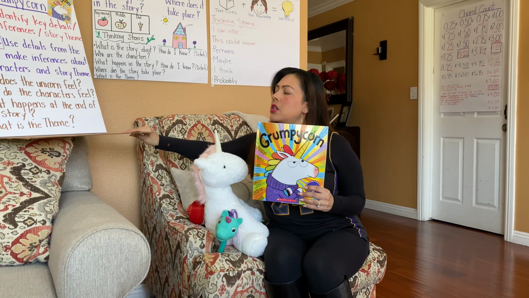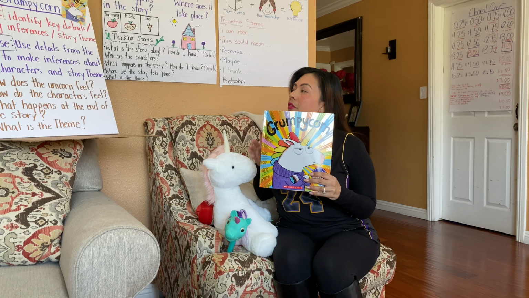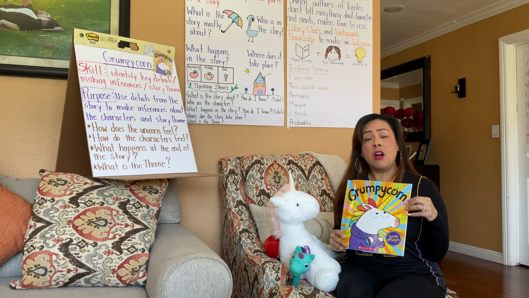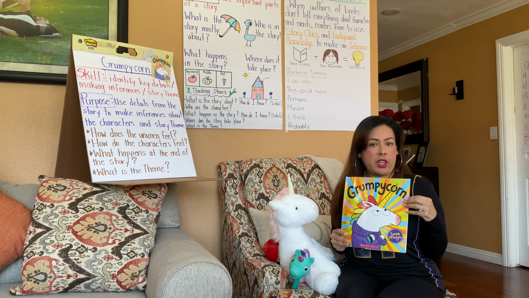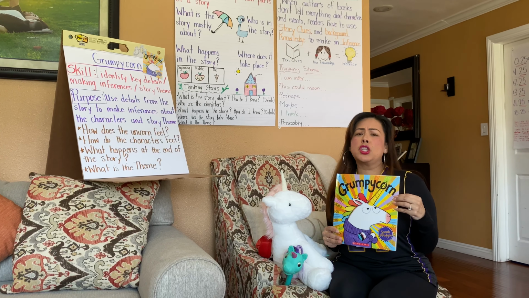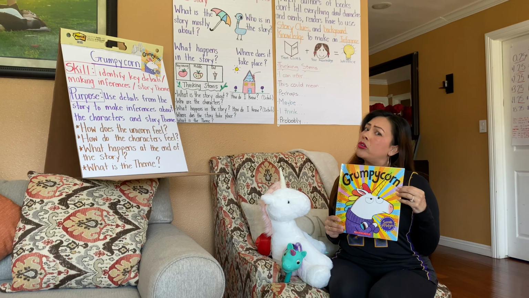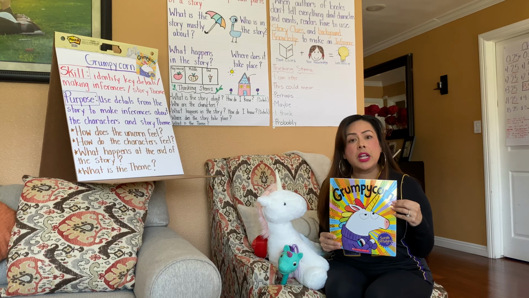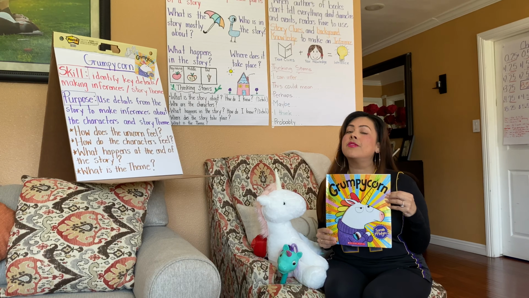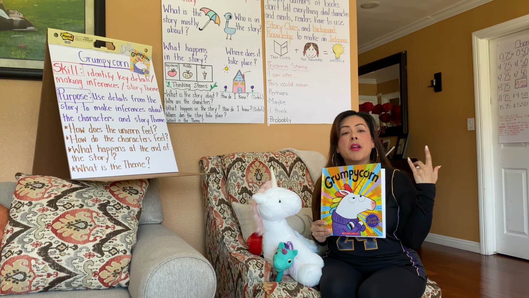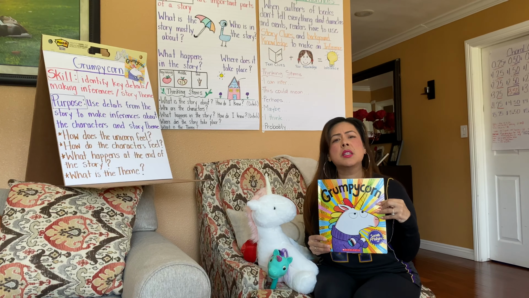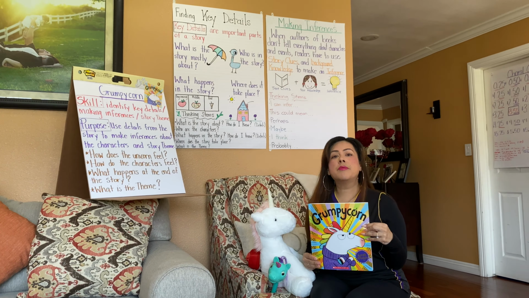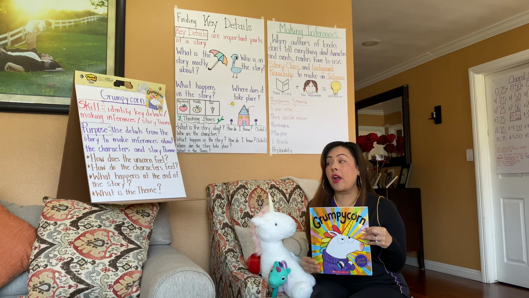So let's read our questions. Okay, we have a few questions for Grumpycorn. We have, how does the unicorn feel? Well, in the beginning of the story, he felt pretty good, right? He was prepared, he was ready to write. And then in the middle of the story, he kind of feels upset, right? He's blaming his friends because he can't write. But then at the end of the story, he thinks about the way he was acting with his friends, and he thinks about how he was not being a fabulous friend, right? And then he goes and takes them a pizza and says, I'm sorry.